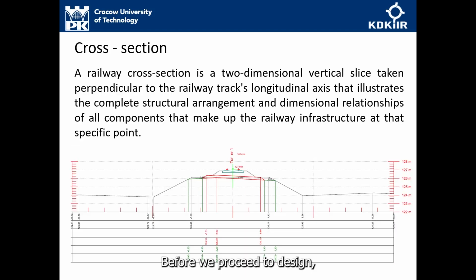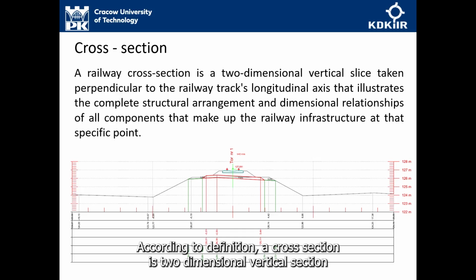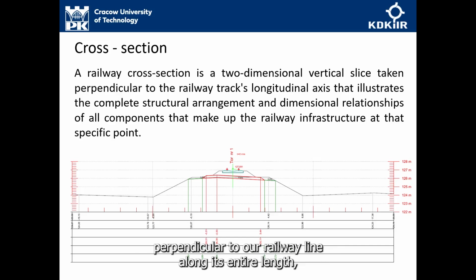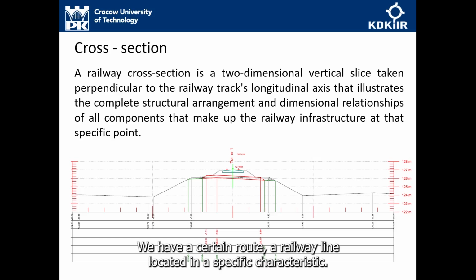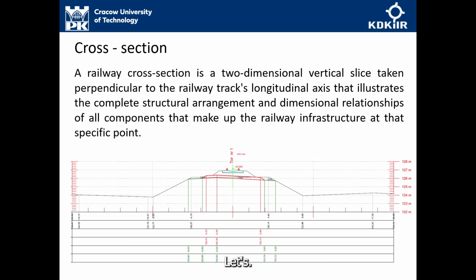Before we proceed to design, let's discuss what a cross-section actually is. According to the definition, a cross-section is a two-dimensional vertical section perpendicular to our railway line along its entire length, which illustrates all structural elements of our railway line at a specific point. Here, you can see a segment of a railway line on a slight embankment. You can see that what is designed is shown in red. We have a certain route, a railway line, located in a specific characteristic place.